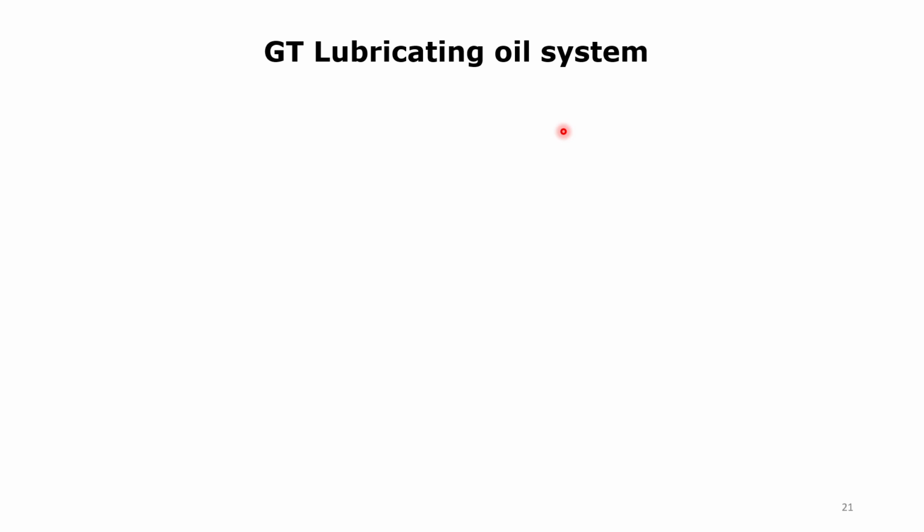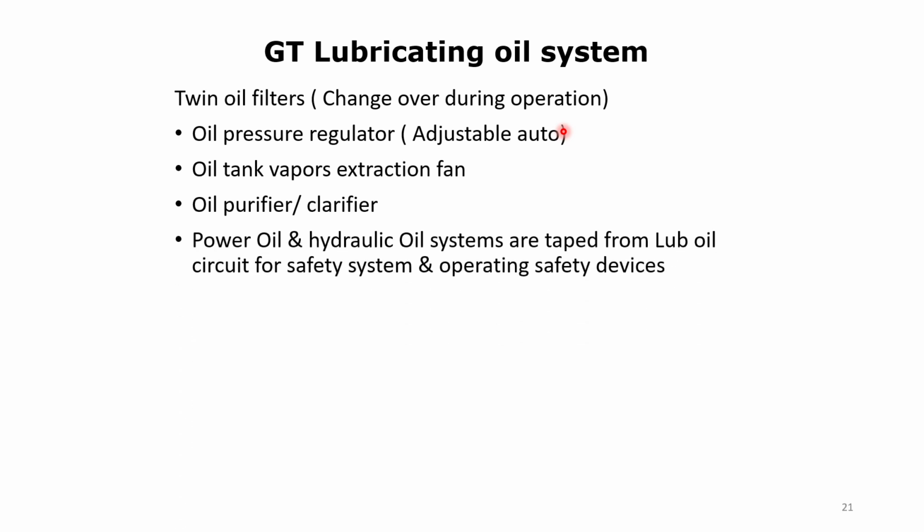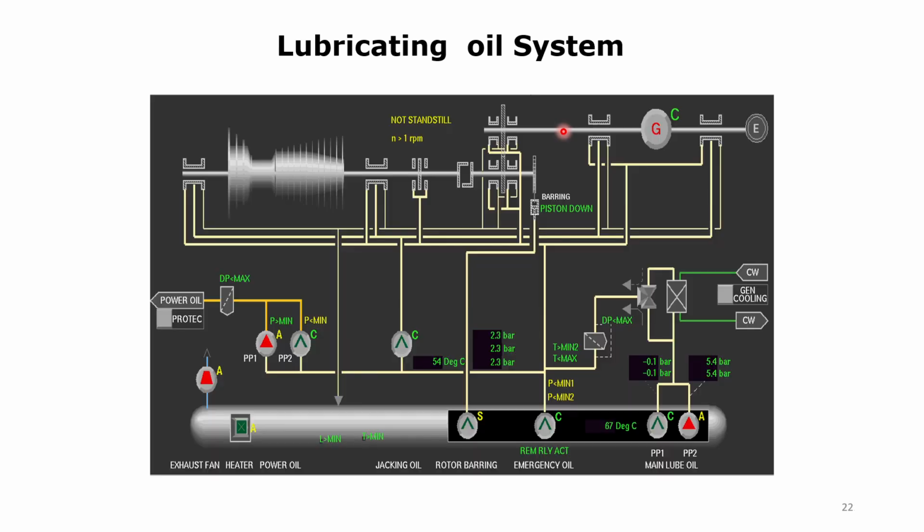First let us talk about the turbine lubricating systems. In the turbine lubricating systems, we have two filters with changeover facility, an oil pressure regulator to adjust the oil pressure, an oil tank vapor extraction fan, and an oil purifier or clarifier to clarify the oil when it is dirty. Power oil and hydraulic oil are taken from the lube oil system and the pressure is increased. This is for the safety and operating system of devices.